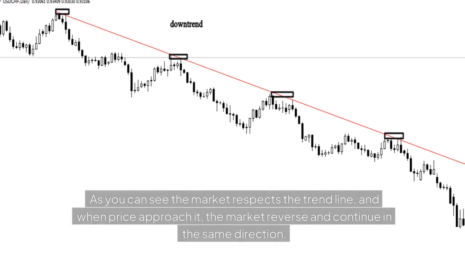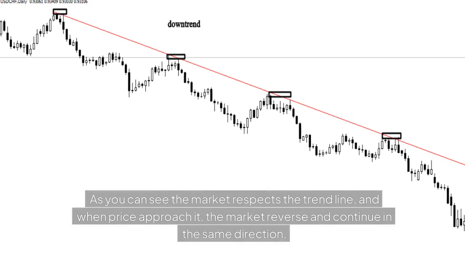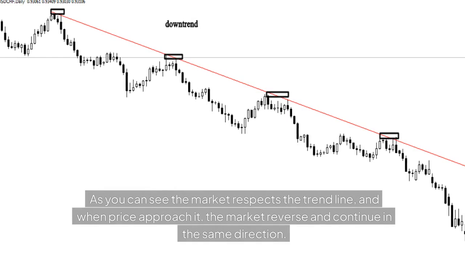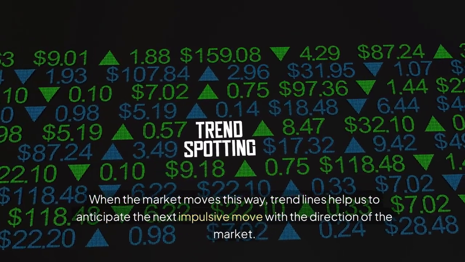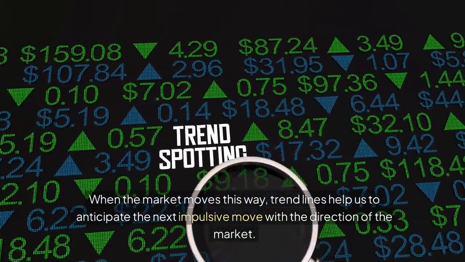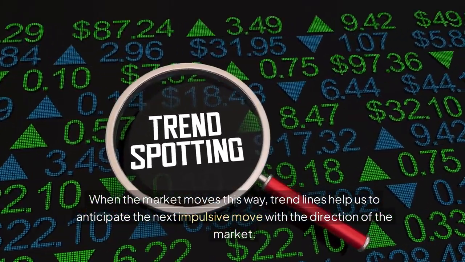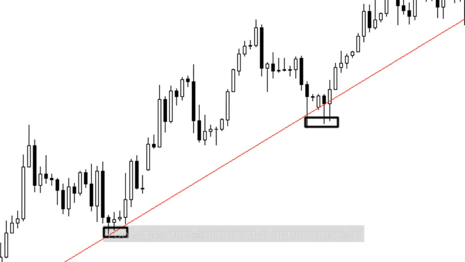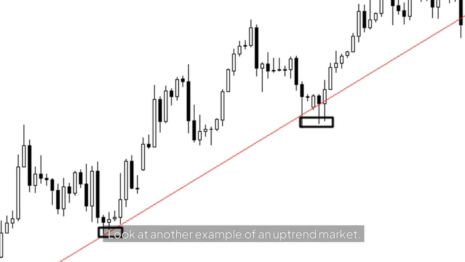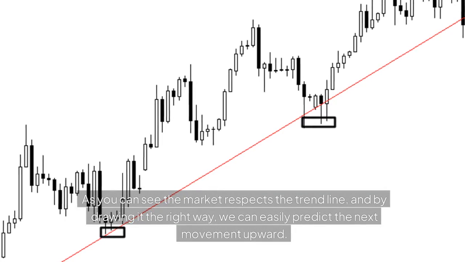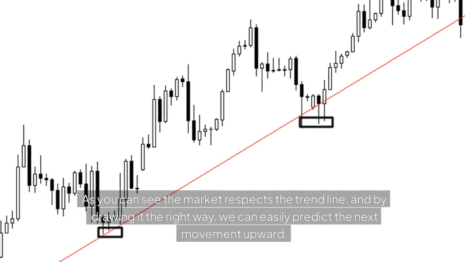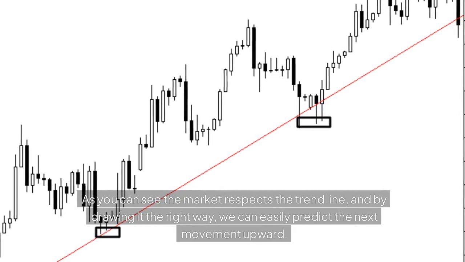As you can see, the market respects the trend line, and when price approaches it, the market reverses and continues in the same direction. When the market moves this way, trend lines help us to anticipate the next impulsive move with the direction of the market. Look at another example of an uptrend market. As you can see, the market respects the trend line, and by drawing it the right way, we can easily predict the next movement upward.